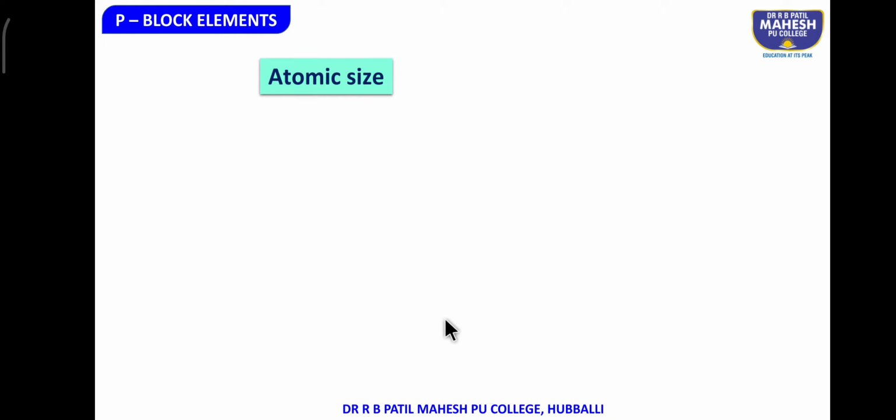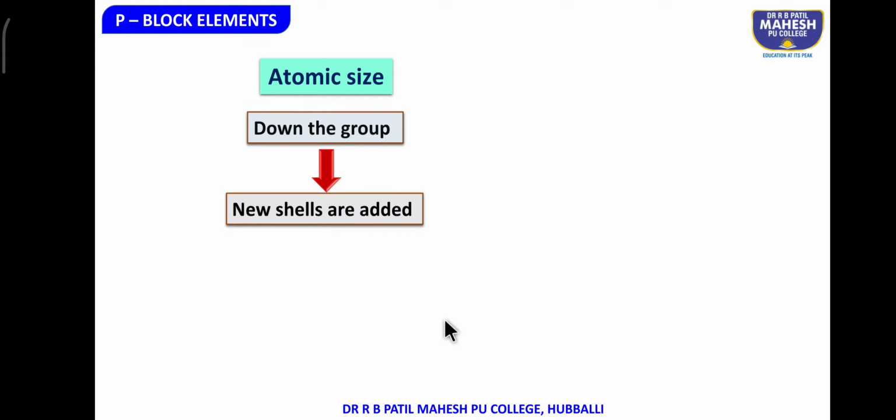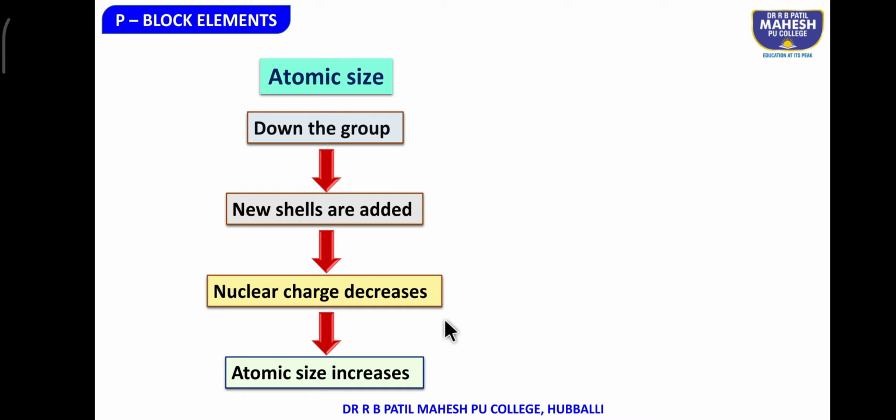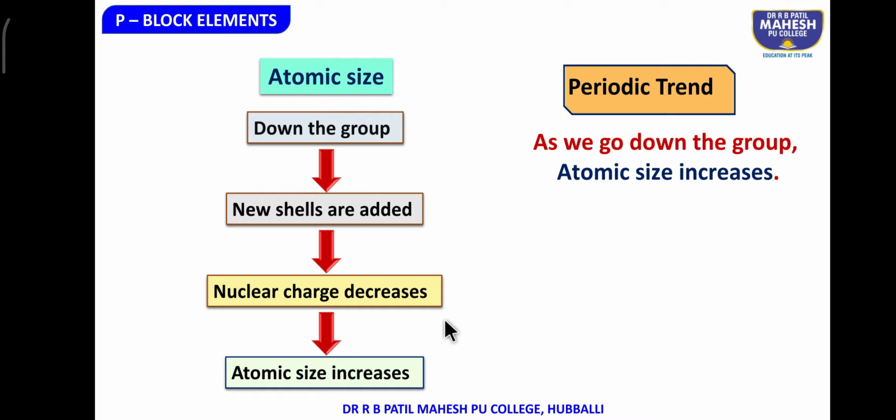Now let us see variation of atomic size. As you know, down the group, the number of shells increases and the effective nuclear charge felt by the electron present in the outermost valence shell decreases. Hence there is an increase in the atomic size down the group. So down the group, new shells are added, nuclear charge felt decreases, hence there is an increase in atomic size. So what is the periodic trend? As we move down the group, atomic size increases.